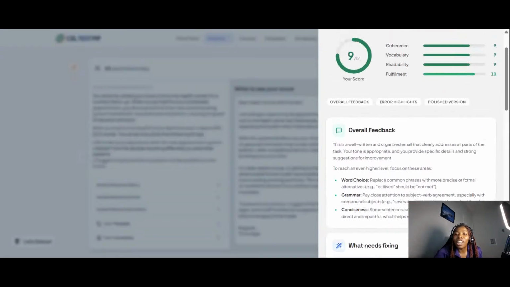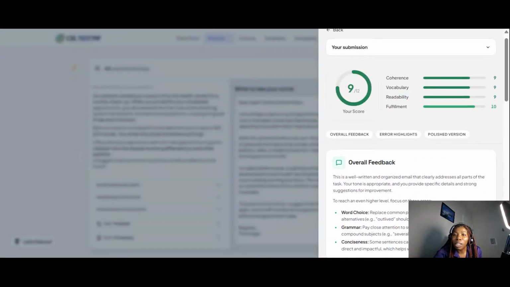this is the word. Okay, what choice? Replace common phrases with a more precise or formal alternative. At least should be okay, was not met. Okay, I was thinking at least is more... you see, okay. Pay close attention to subject phrase agreement, especially with compound subjects. Several patients and myself was not okay. It didn't really like readability 9, fulfillment 10.